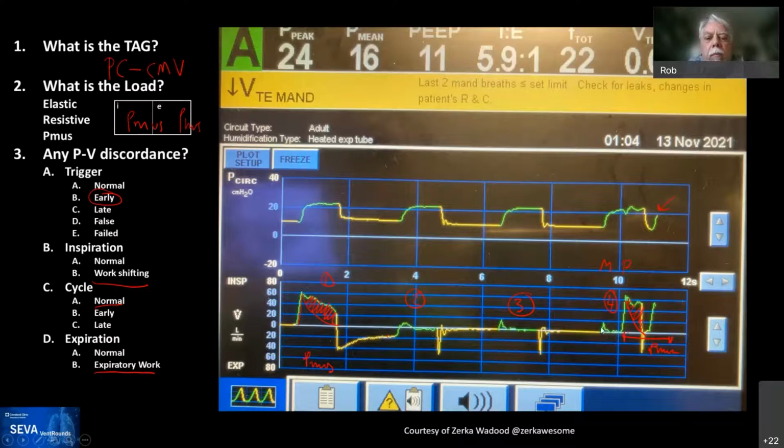So it would be from this point, the zero crossing, and then right there is the next. So that's all inspiratory time, and then the next one is there, and that's all expiratory time. So it's clearly 5 to 1.